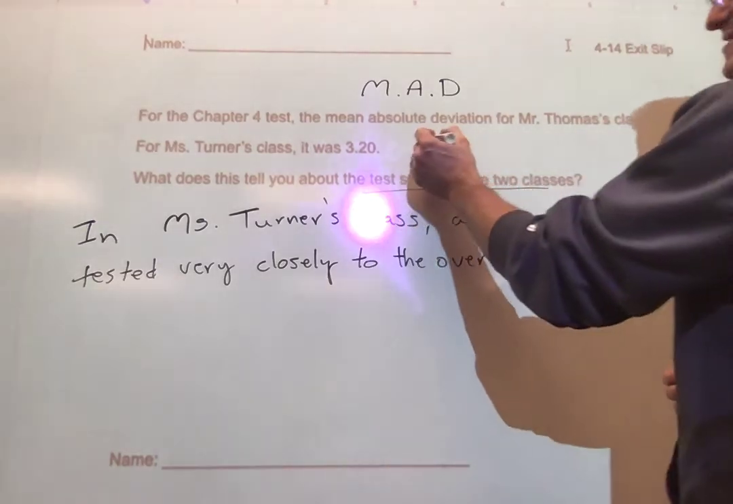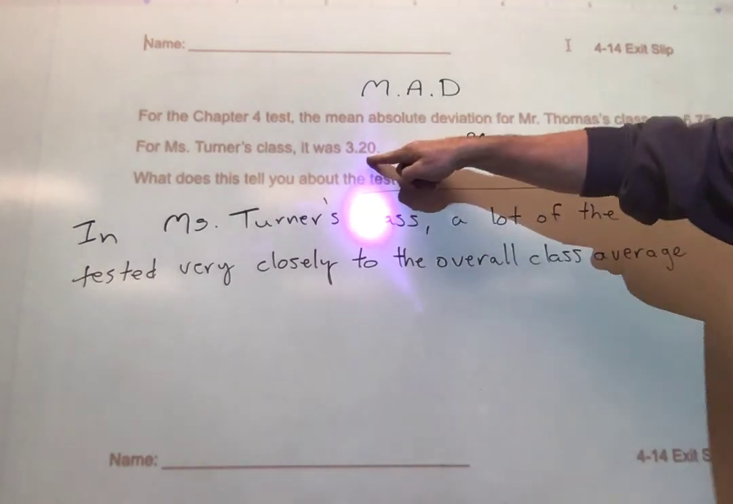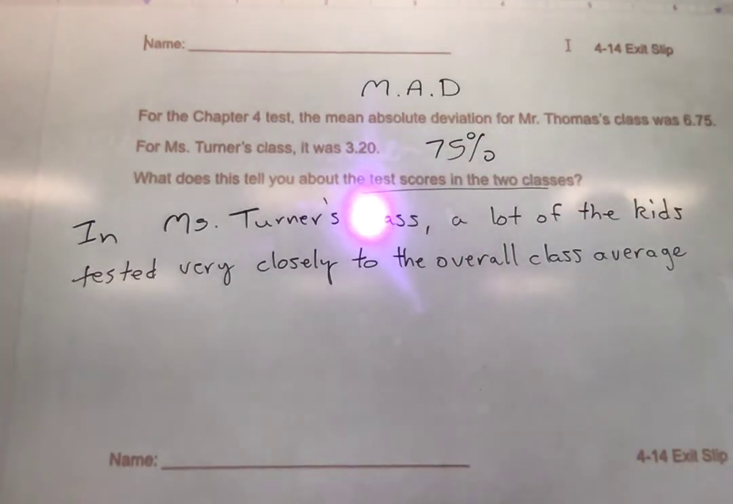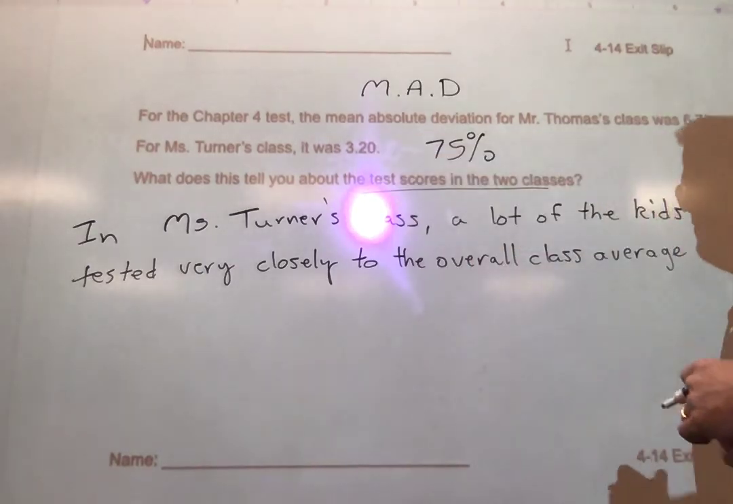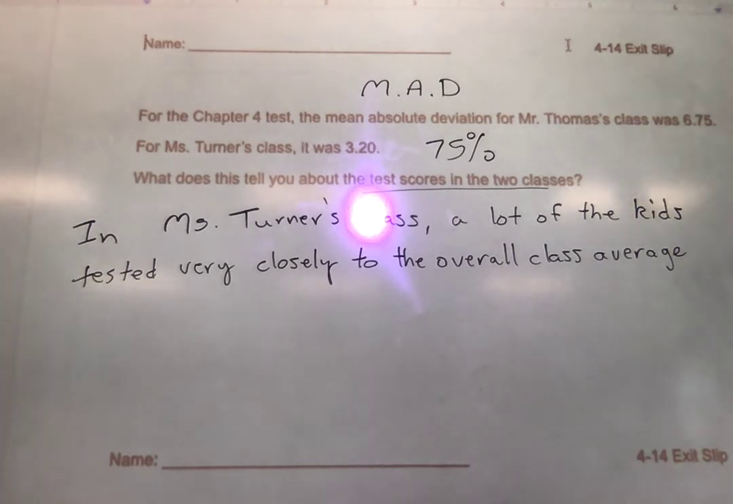For example, if the class average was 75% on this test, her mean absolute deviation was only 3.2 away from that. Now, we don't know if it's 3 points high or 3 points lower. It could be a combination of both. Again, you can't really tell if it's a good or a bad thing. Whereas this class, if it was 75%, kids were like 6% possibly away from that, either high or lower or some combination. So again, I can't really say one class did better, one class did worse.